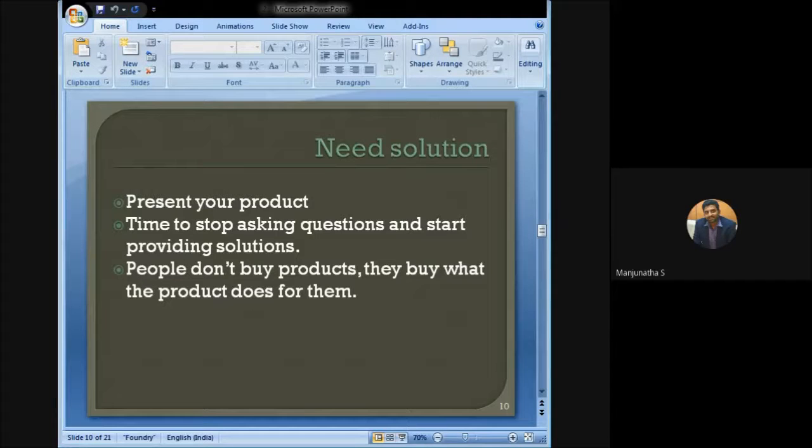Then people don't buy products; they buy what the product does for them. So people don't want to purchase a product, but they want solutions for their needs or their expectations. So what the product gives them, how the product is going to satisfy them, that is the solution required for them. We need to give solutions from that perspective.